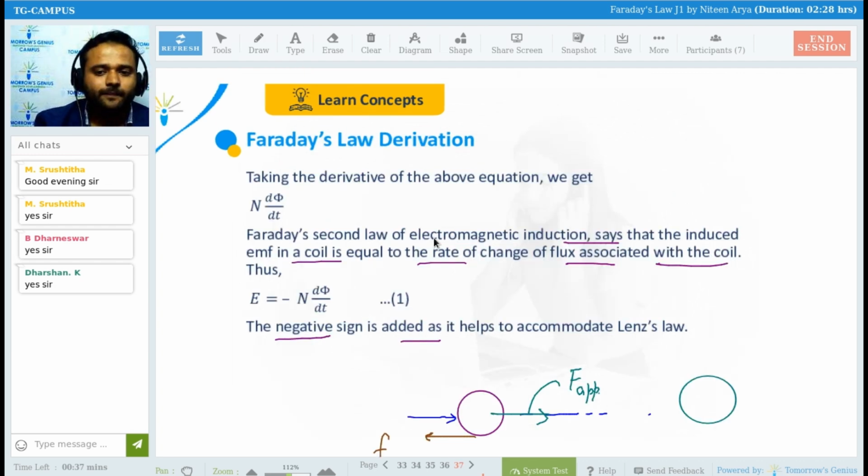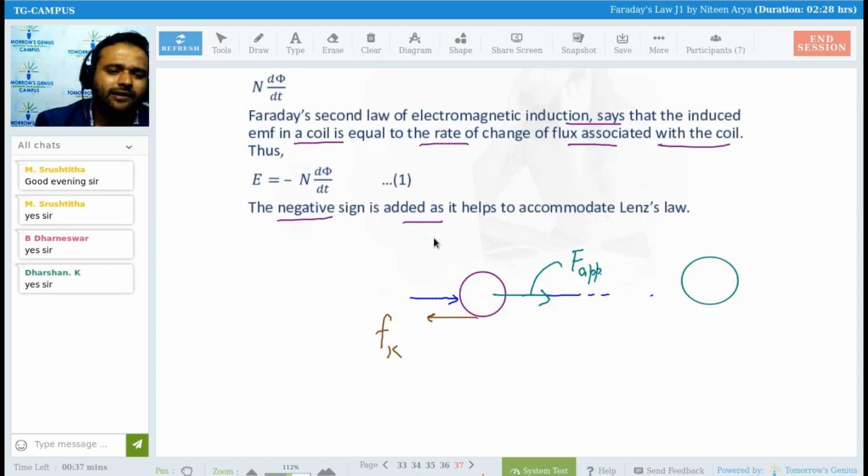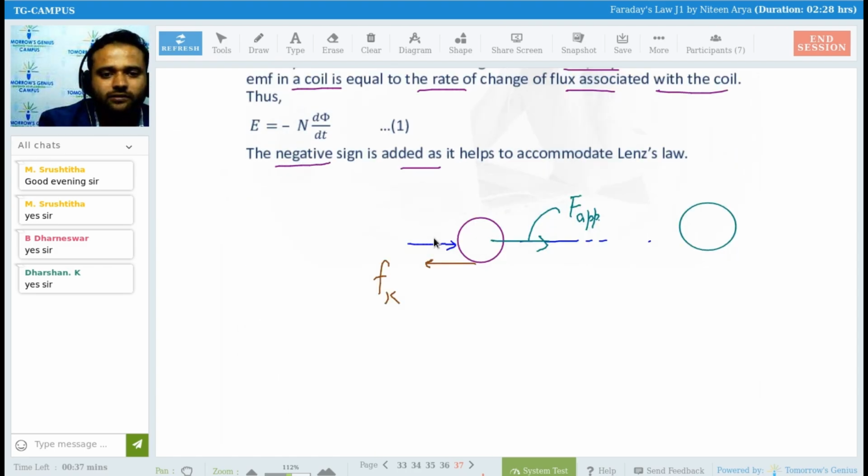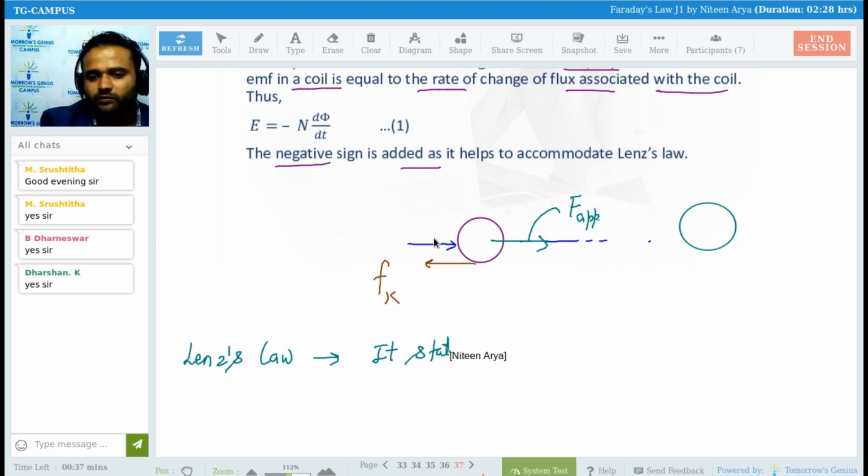Is this clear, everyone? Or we can discuss here as well. Nothing more than Lenz's law. What is this Lenz's law? Okay, it states that, let me write it down.